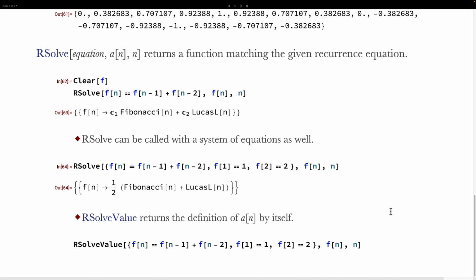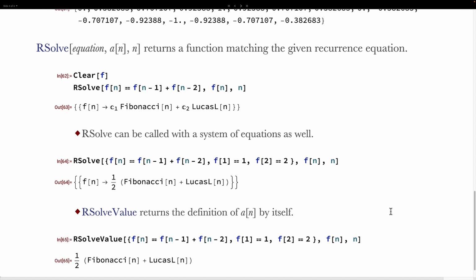Finally, we have the RSolveValue function, which is the same as RSolve, but it returns the definition of a of n by itself. So if we give this RSolveValue function the same system of equations that we had before, it'll return 1/2 of Fibonacci of n plus Lucas L of n.